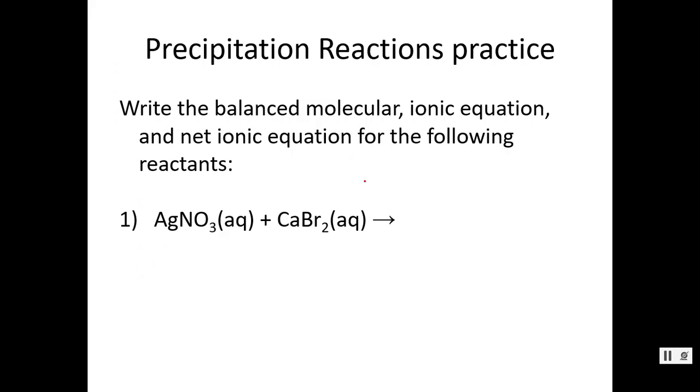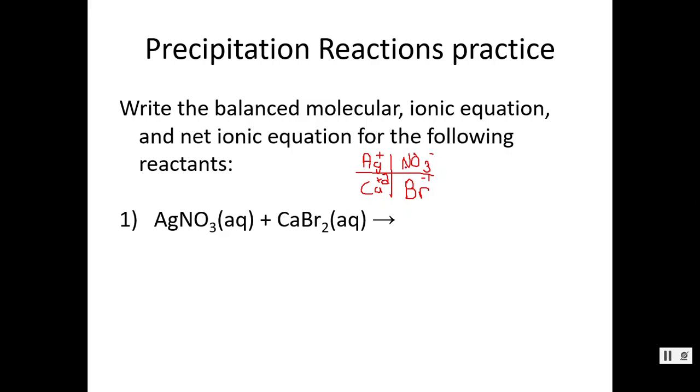You may or may not be getting comfortable with predicting products without the little crisscross. If you are, great. If not, feel free to go ahead and do the crisscross. I'm going to do the crisscross to make sure that I know that my first cation is silver, my second is nitrate, my third is calcium, which has a +2 charge. And now, what is my anion here? My anion is Br. It's not Br2. That subscript 2 is there in the molecule to balance out the charge. The charge on just bromine is -1.